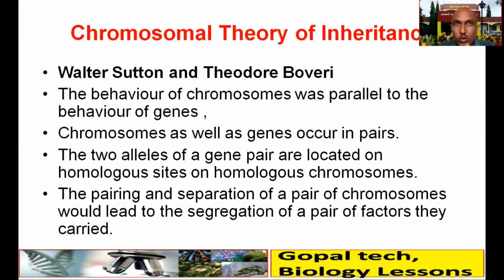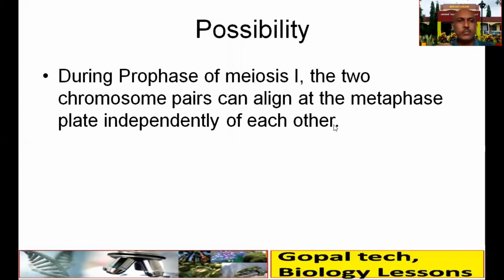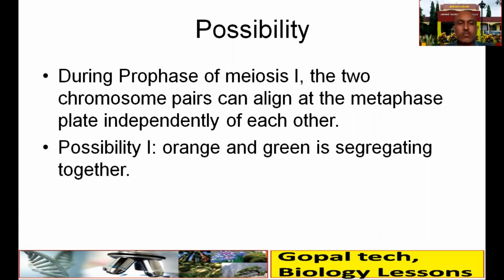तो पेयरिंग भी होमोलॉगस, तो होमोलॉगस जीन भी पेयर होते हैं. सेपरेशन भी होमोलॉगस ही होते हैं, तो जीन्स भी होमोलॉगस ही सेपरेट होते हैं. What are the possibilities here? During prophase of meiosis 1, the two chromosome pairs can align at the metaphase plate independently of each other. So you are studying in 11th standard. तो पॉसिबिलिटी 1 क्या होगा?